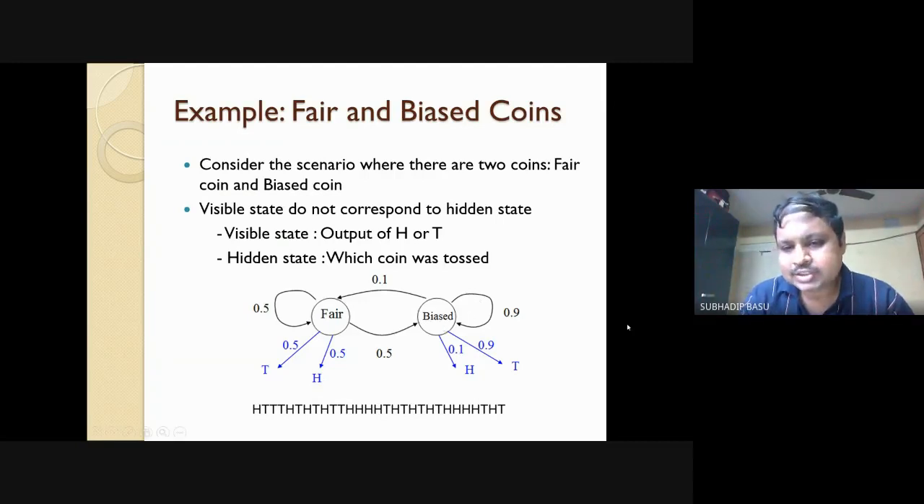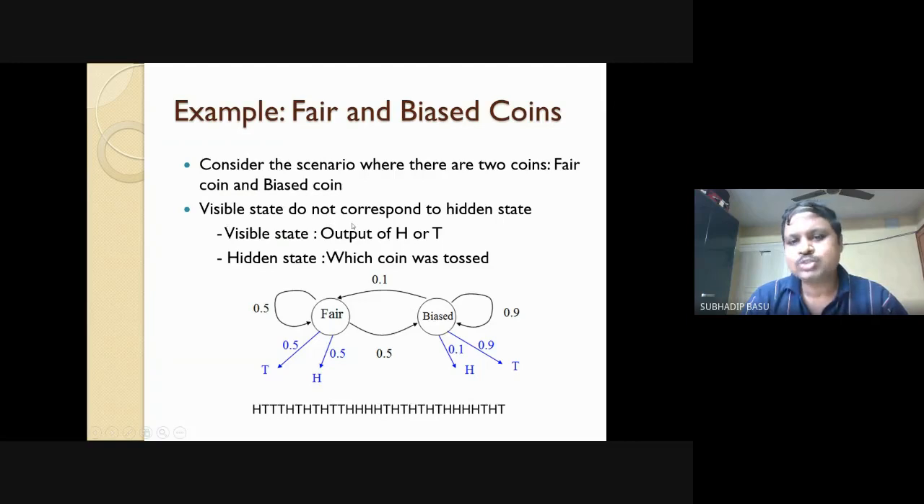And in case of a biased coin, say you have a 90% probability of staying in the biased state, 10% probability to go to the fair state, and there is a 90% probability to generate a tail, and 0.1 probability of head.